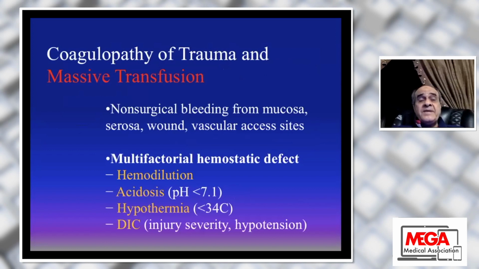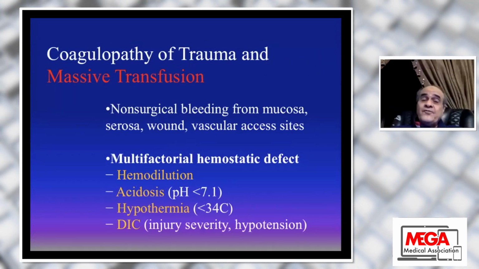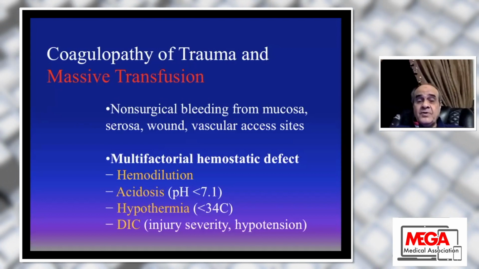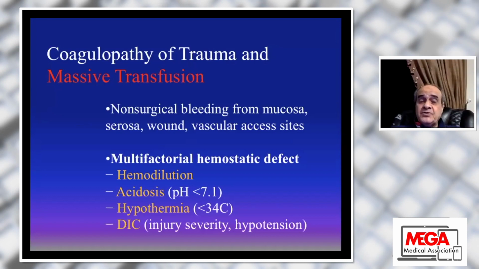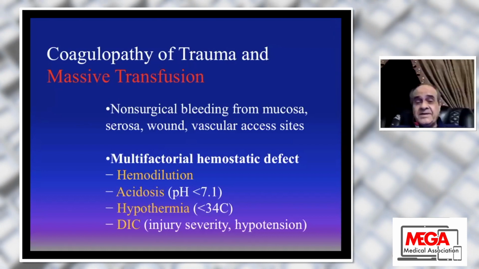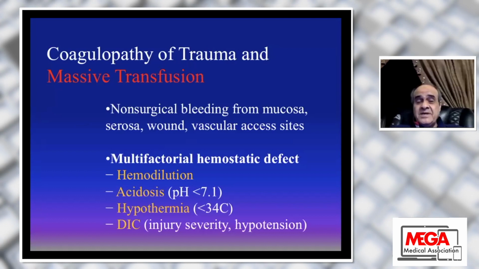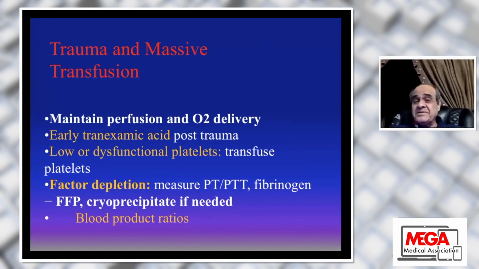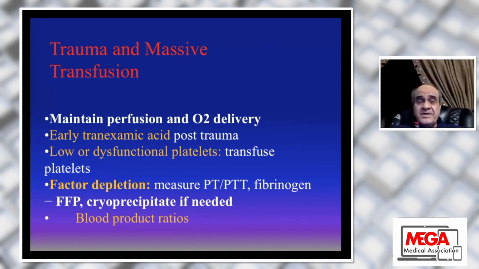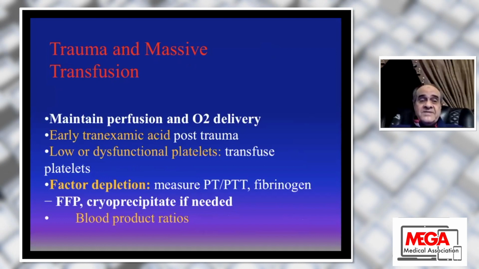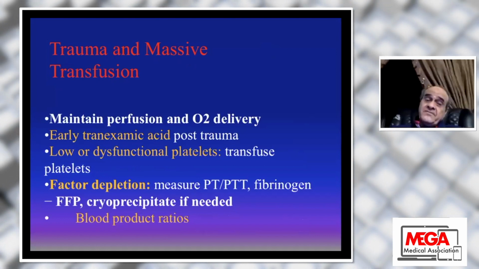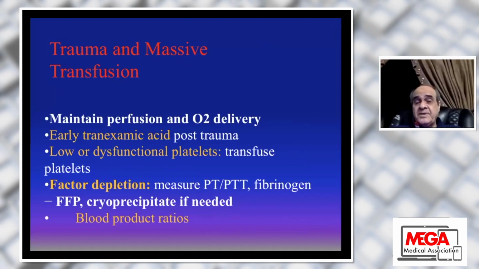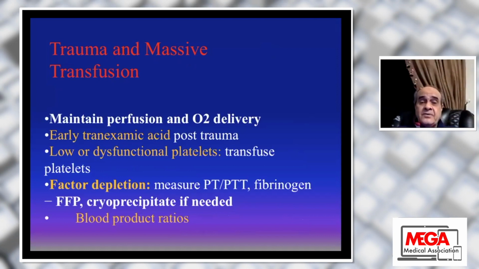Coagulopathy of trauma and massive transfusion is an important item we have to avoid. Hemodilution and hypothermia all predispose to bleeding, more bleeding in trauma patients. In addition to tranexamic acid, as I said, if the patient exhibits high fibrinolysis in trauma and massive transfusion, maintain perfusion and oxygen delivery. Oxygen delivery does not depend only on transfusion, but on cardiac output and cardiac contractility and so on.